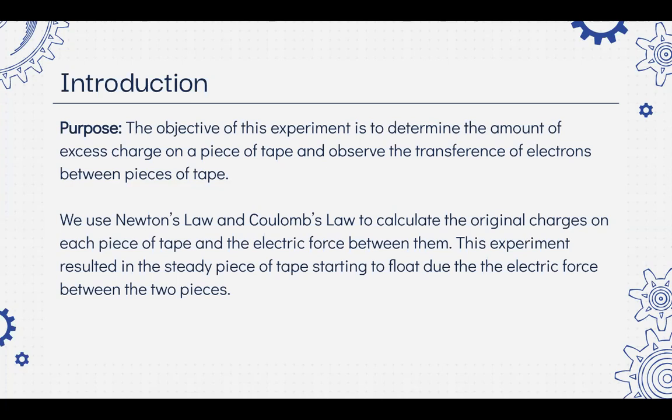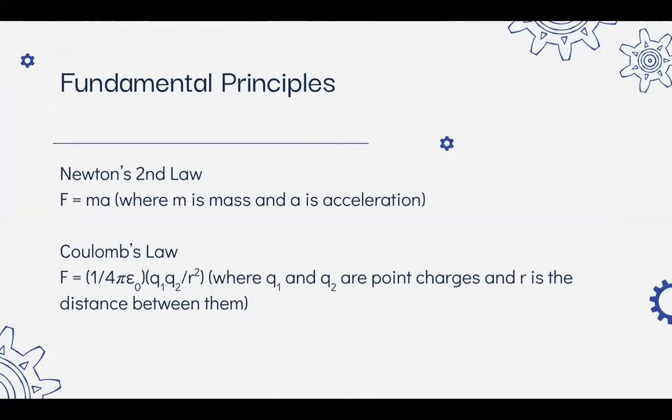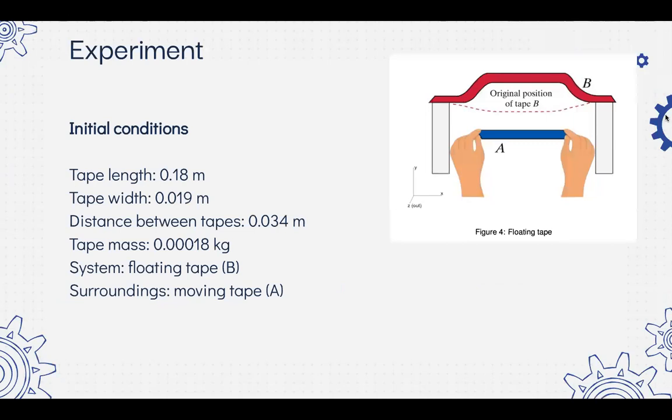between the two pieces. The fundamental principles used in this lab are Newton's second law, which is force equals mass times acceleration, and Coulomb's law, which is force equals the K constant times Q1 times Q2 over R squared. For this experiment, I denoted the system as the piece of floating tape right here, and then I denoted the surroundings as the piece of moving tape.